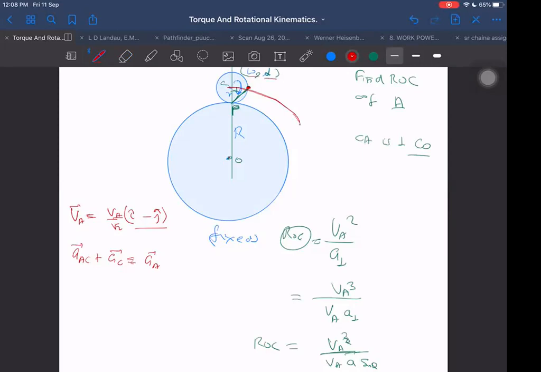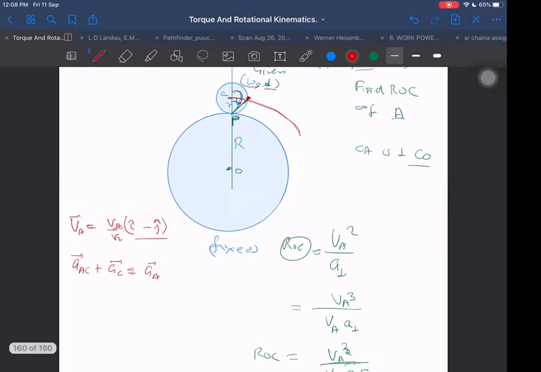Here I am giving omega and alpha, but that omega is not about the point O. That omega is about the center, the center of mass. About point O there will be a different omega and a different alpha. How do we find omega about point O? We can find it by the velocity of the center divided by R plus r. That will be omega about O. Let us call it omega naught.